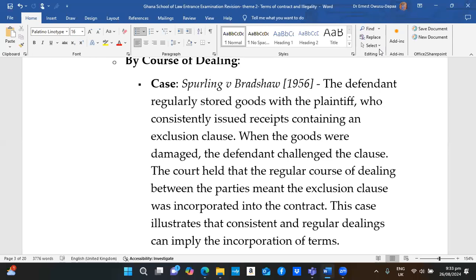And in that case, as you remember, the defendant regularly stored goods with the plaintiff, and anytime the goods were stored, receipts were issued containing an exclusion clause. So when the goods were damaged, the defendant sought to challenge the clause, and the court took the view that the regular course of dealing between the parties meant the exclusion clause was incorporated into the contract. And in all the previous dealings, there had not been any protests.